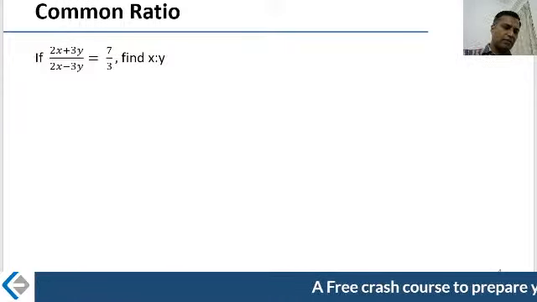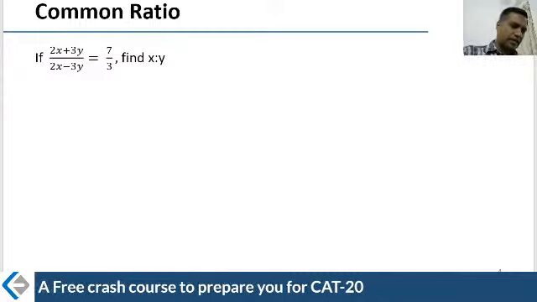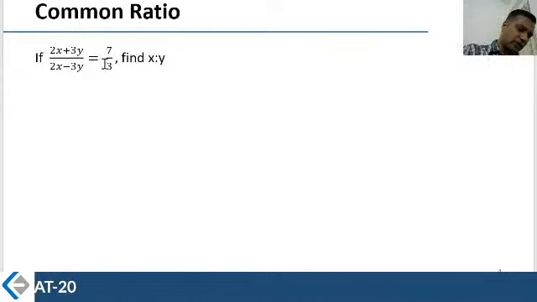(2x + 3y) divided by (2x − 3y) is 7 by 3. Find x is to y. Sure, we know the cross multiplication, etc. Not a worry on this. Can I cross multiply them? Yes, you can cross multiply.